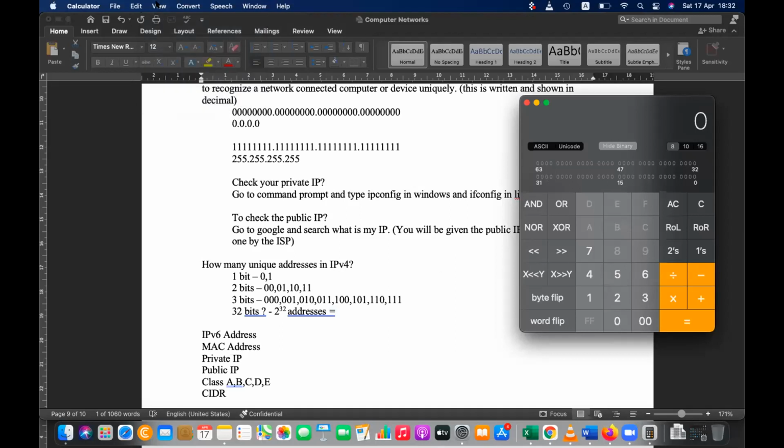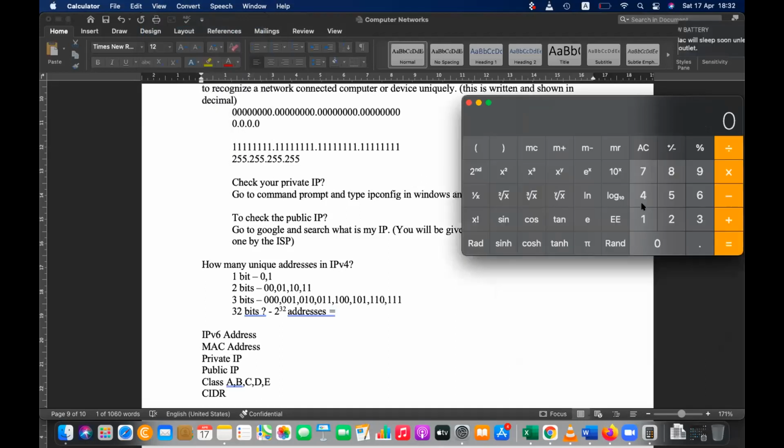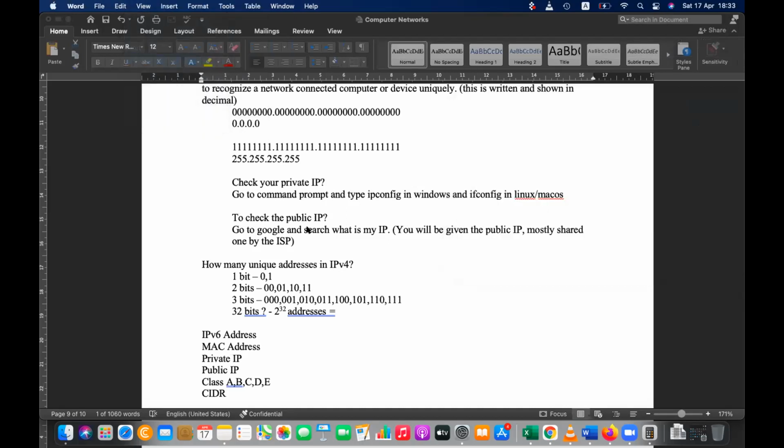You can just get the sign. Okay, programmer mode, let's go to scientific mode calculator, and I'm asking this. The value is 2 to the power 32, and you can see the value is this one, 4 billion addresses.